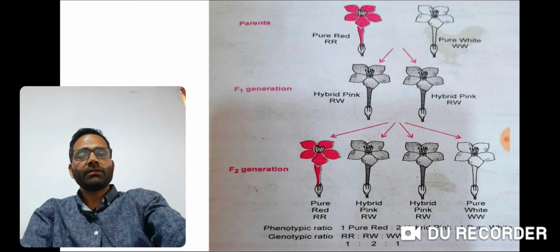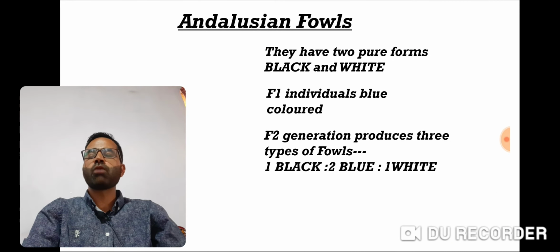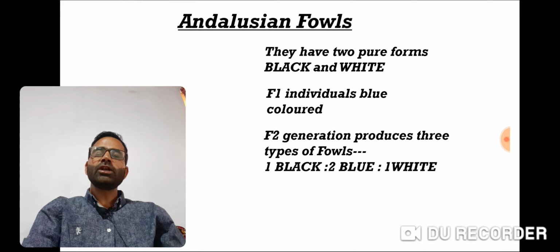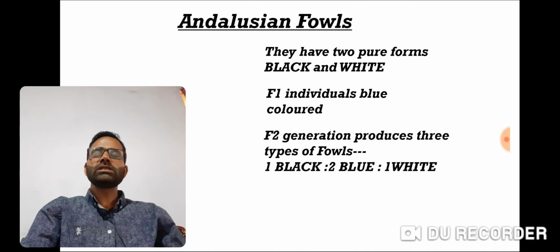And the third example of this incomplete dominance is the Indolation flower. The Indolation flowers exist in two forms. Some of the flowers are black in color, while some are white in color. When one of these pure black and white flowers are crossed with each other, the F1 individuals will be blue colored.